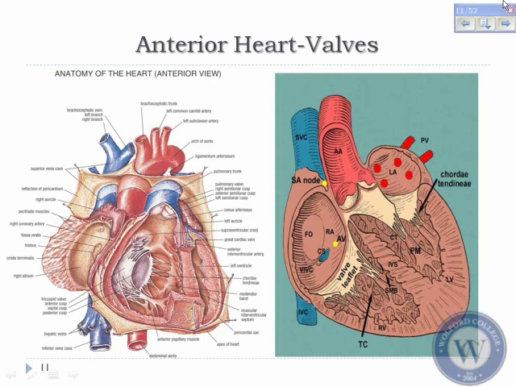Not shown here very well is the pulmonary artery. This one's better. The pulmonary artery leaves the heart via an outflow tract from the right ventricle. The pulmonary valve is also a tricuspid valve, but it does not have any papillary muscle attachments. It's a free-floating tricuspid valve.